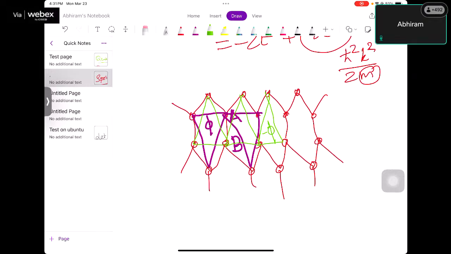So this is the first example of a topological insulator. This is due to the Haldane model. I don't remember the exact year. If I remember correctly, it is 1988. So that is the Haldane model.